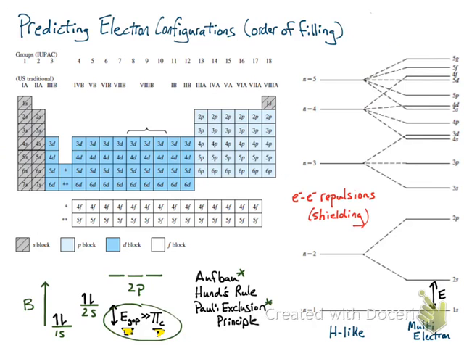Next, boron has one more electron. We have to add in a 2p electron. That goes in. I'm putting these spin up first just out of habit. There's no particular reason that I have to do that. So this is boron's electron configuration.